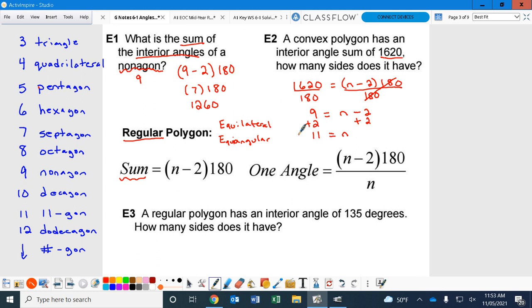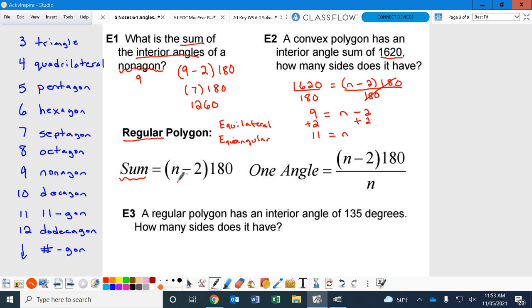Okay, guys. So from here, what does that say on the regular polygon? Equilateral and equiangular. Equilateral, meaning all the same sides, and equiangular, which means all the same angles.